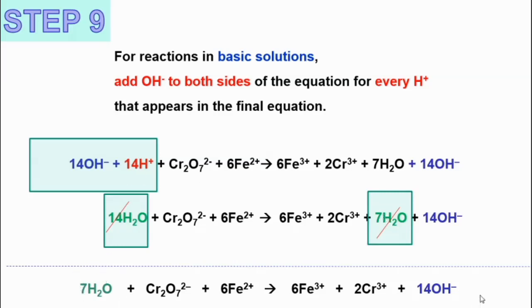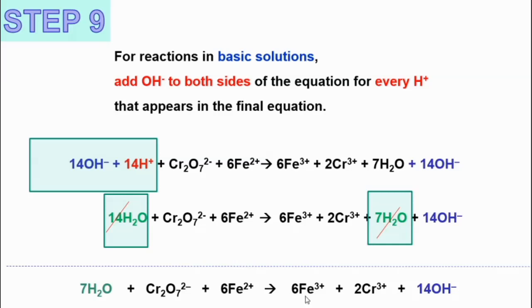So once again, to make sure that what we did was correct, let's check the atoms. Here we have 7 times 2, which is 14, so 14 moles of H. Here 14 H, yes, so hydrogen atoms are balanced. Chromium, there are 2 moles of chromium here, so 2 moles of chromium here. Iron, 6 moles of iron, here also 6 moles of iron.